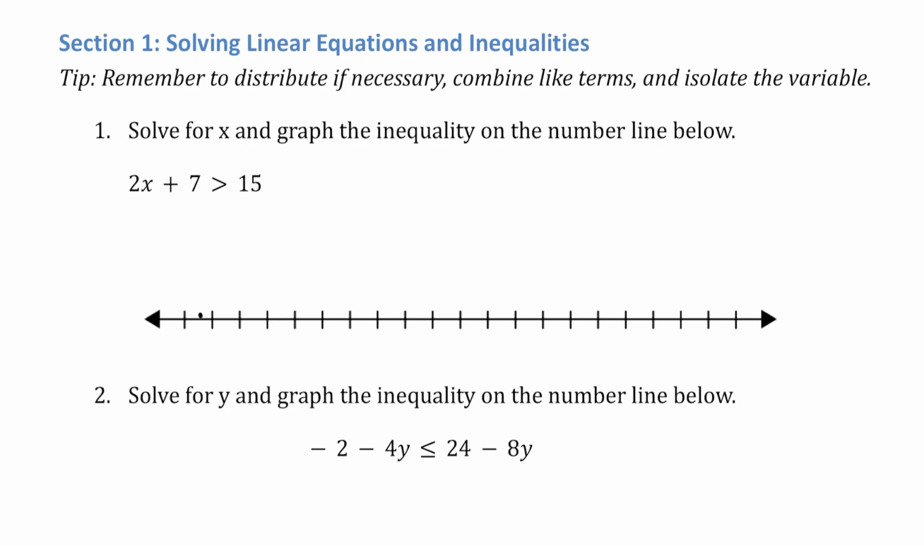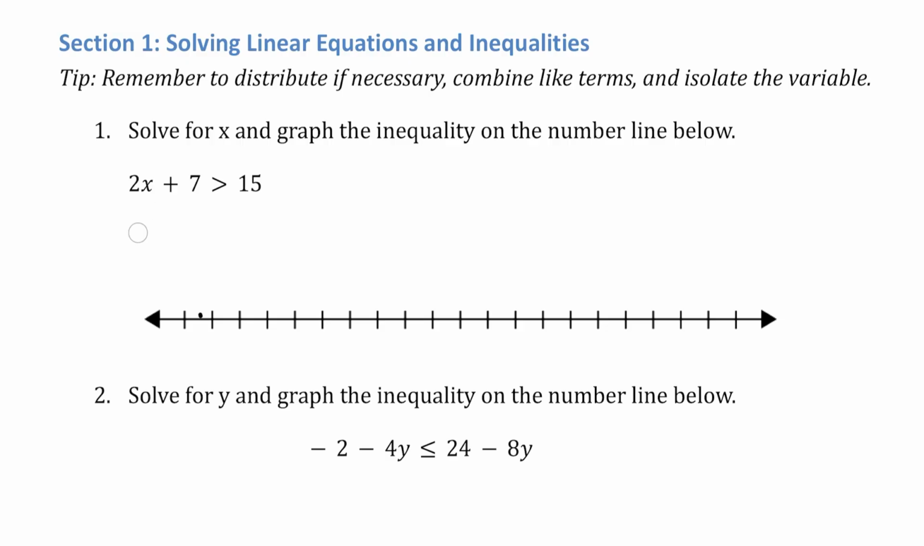Okay, so this is our section 1 of the Algebra Midterm Review, solving linear equations and inequalities. So this is mainly where we're going to be solving for x, or a variable. So for number 1, we're solving for x and graphing the inequality on the number line below. So right now we have 2x plus 7 is greater than 15. Right now, again, our goal is to get x all by itself.